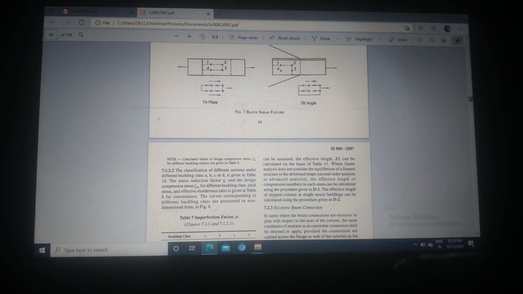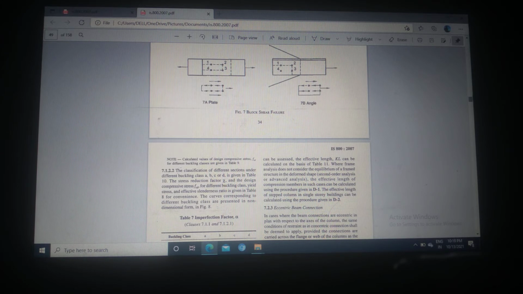The tension is acting on which plane? It's acting on the 2 3 plane and the 1 4 plane. And parallel to this tension force, the shear force will act on the 1 2 plane and the 3 4 plane. The planes for tension force are perpendicular to the tension force, that is 2 3 and 1 4. You can also see that the plane of shear and the plane of tension are perpendicular to each other. Planes of shear are 1 2 and 3 4, planes of tension are 2 3 and 1 4.